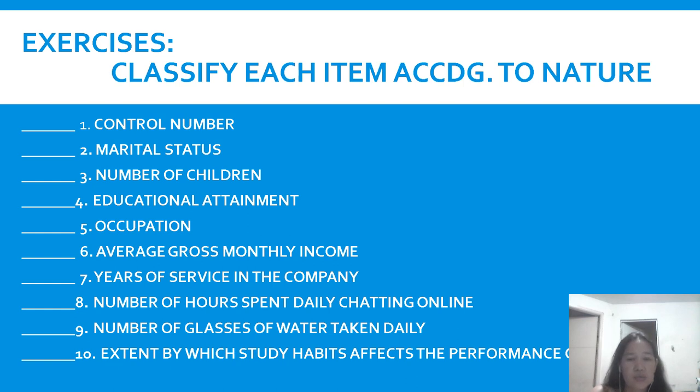So I would like you to classify each item according to nature. When we say according to nature, we have two types: qualitative or quantitative. So you may write QN for quantitative and QL for qualitative. You may start now. I'll give you at least 5 minutes to finish this exercise.